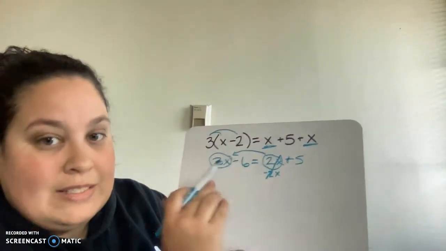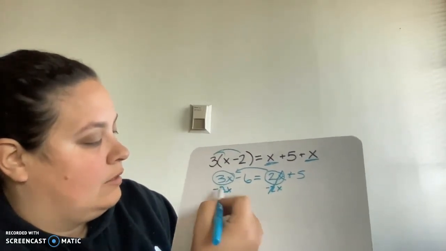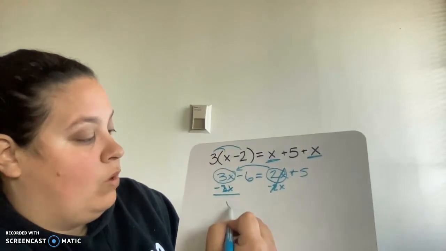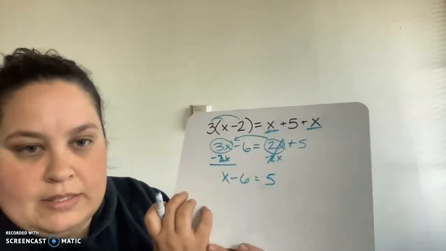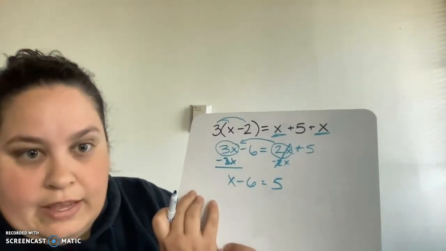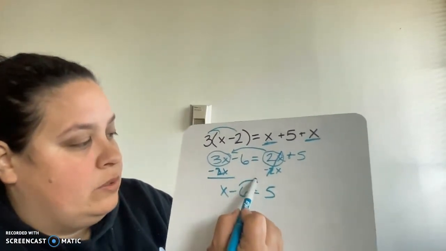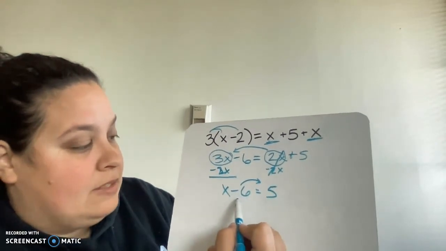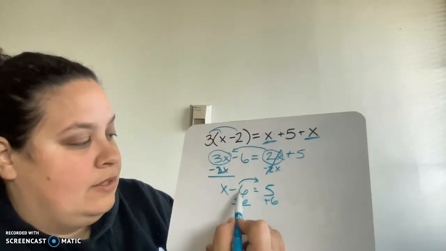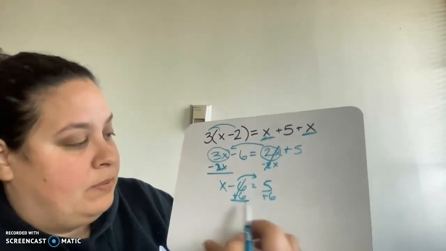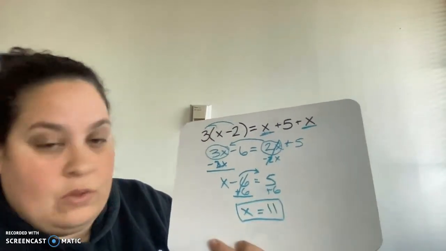So 2x minus 2x is 0. And then 3x minus 2x is going to be just 1x. So then I'm going to rewrite the rest of my problem so that it's not as messy. So after I get the x's together, I have x minus 6. So my x is already by itself, so all I need to do is move my 6. It is being subtracted, so again I'm going to do the opposite, which is add. Negative 6 plus 6 is 0. 5 plus 6 is 11. So I end up with x equals 11.